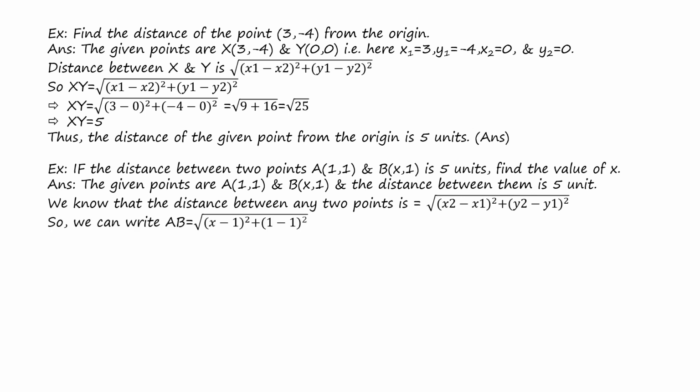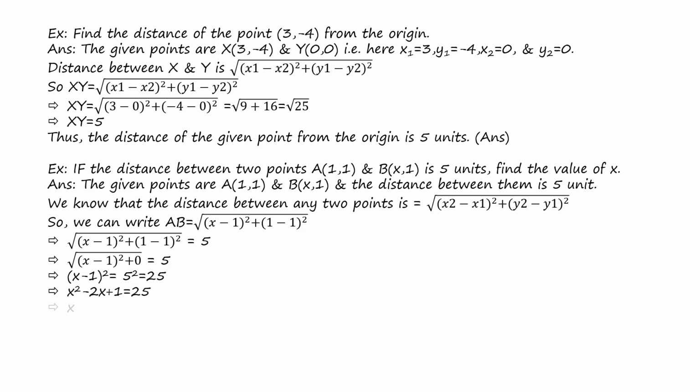So putting the values of x2 and x1, we can write AB equals the square root of (x minus 1) whole square plus (1 minus 1) whole square, or it is nothing but the square root of (x minus 1) whole square equals 5. On squaring both sides, we get (x minus 1) whole square equals 5 square, which equals 25.